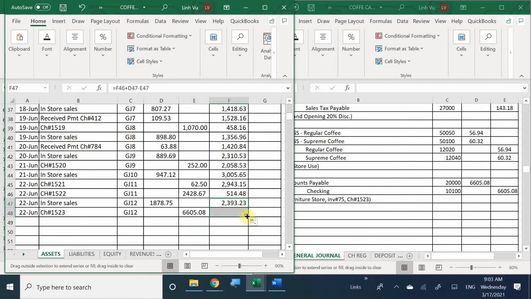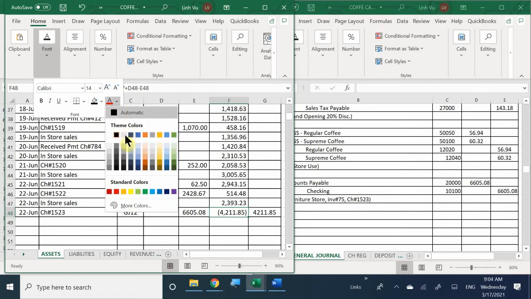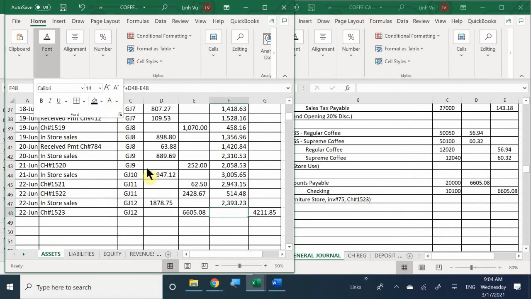We are negative 4,211 and 85 cents. So here, big no. But can we write this check? Yes. Why? We have that overdraft. Exactly.